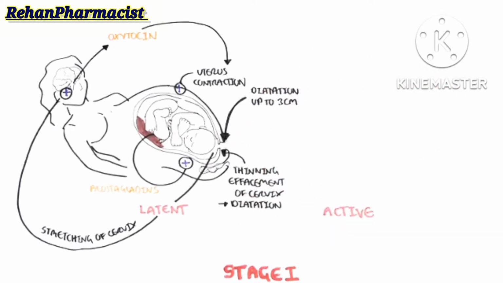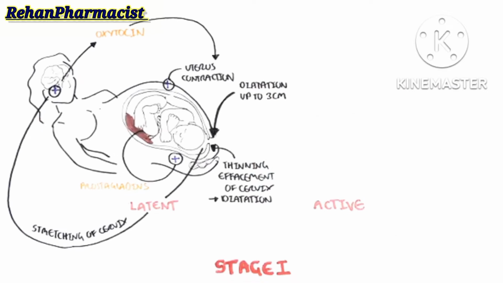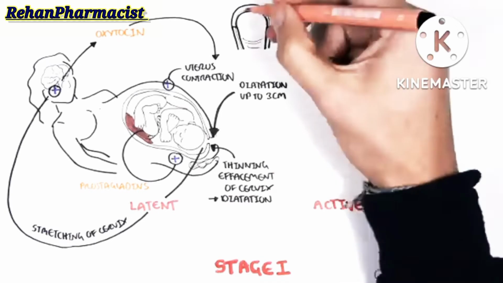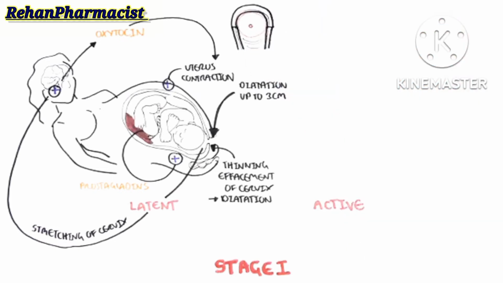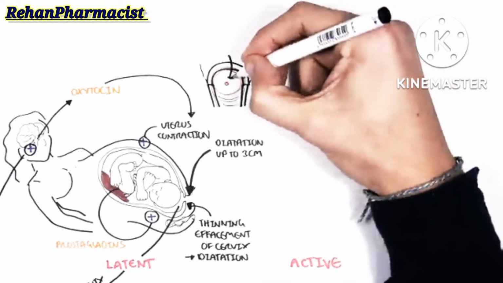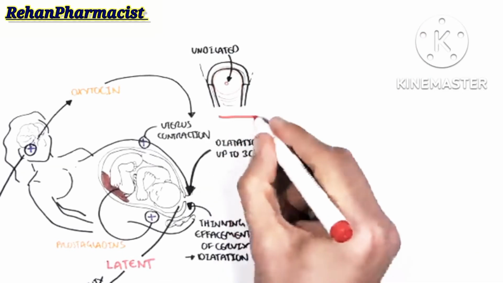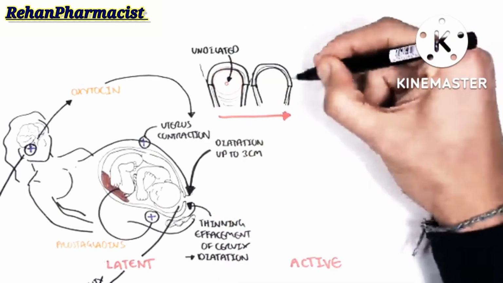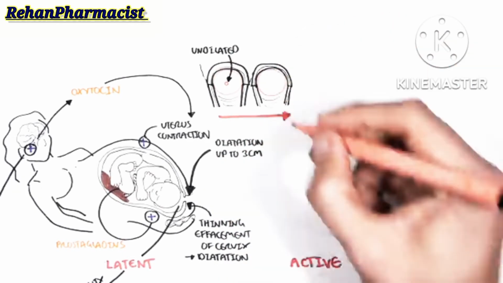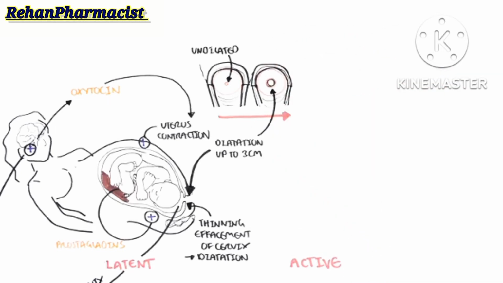This particular cervix is now 3 centimeters dilated. I am now drawing the cervix, looking at it from the front. So the vaginal wall is at the bottom here. And as you can see, the cervix is not dilated here. But as the labor progresses, the cervix will dilate. Here, the cervix is about 3 centimeters dilated.